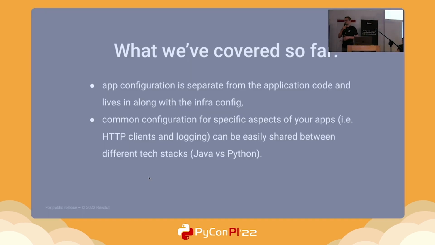So let's sum up the first part before we go into more technical details. What we've covered so far is the app configuration is a separate thing from the infrastructure configuration. You can simply keep it in the same way in repositories. In our case, these are the YAML files. And it's worth having common configuration for specific apps, specific aspects of your apps. Like in one place, you keep configuration of your application, and in another repository, you keep configuration of, let's say, HTTP clients or logging or anything else.